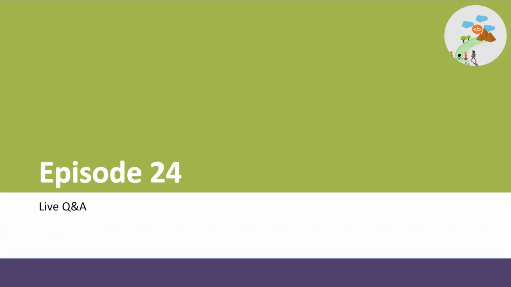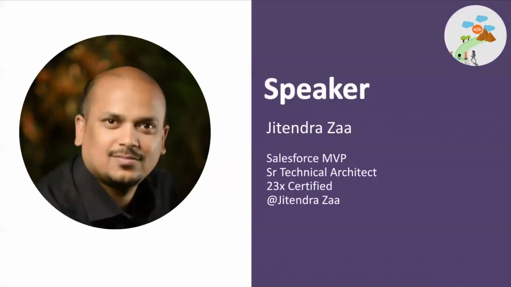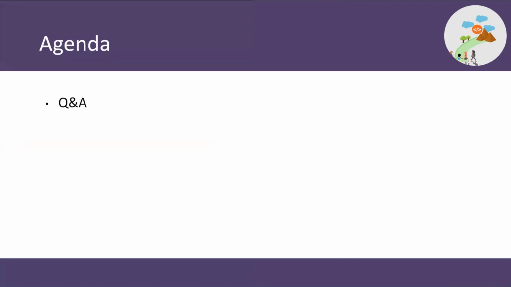Today's episode is just a live question and answer. My name is Jitendra Jha, Salesforce MVP. I am also Senior Technical Architect in IBM. You can follow me on Twitter at Jitendra Jha. So the agenda for today is basically no agenda. It's a live question and answer.